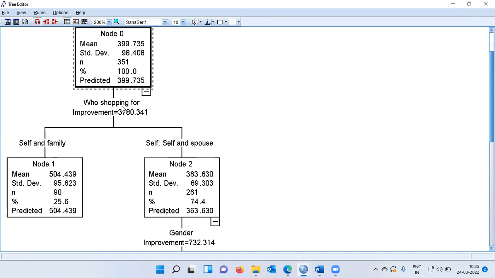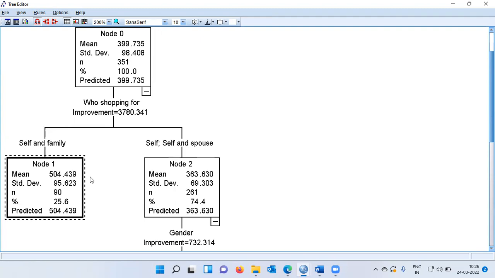So this is identified to be the most critical variable in driving customer spend. There are two branches here. The first branch is self and family. If a customer is shopping for self and family, look at the average spend. The average spend is $504. Compare this with the earlier number that we got, $400. 504 is greater than $400, which means that this is the first important segment that I will be focusing on.